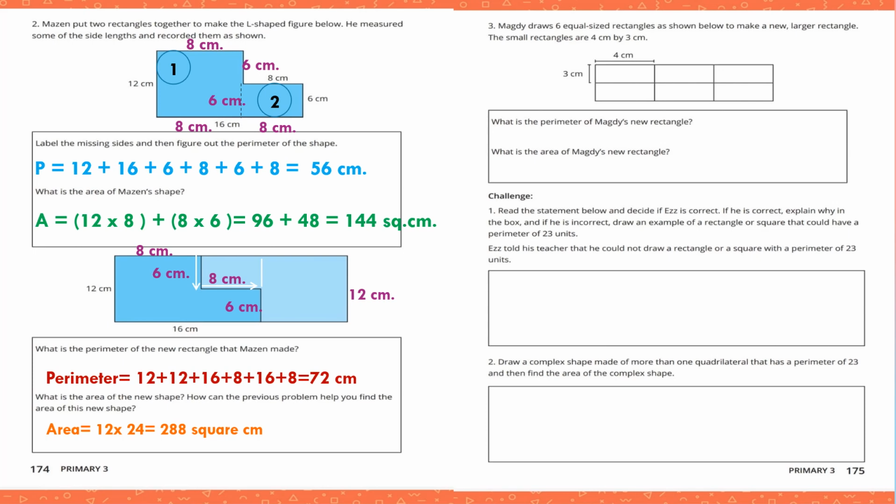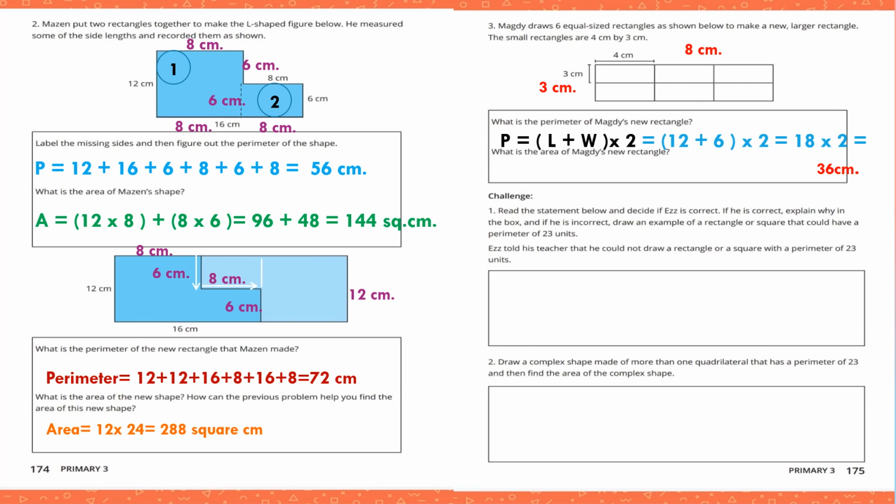Magdi drew 6 equal sized rectangles as shown below to make a new, larger rectangle. The small rectangles are 4 centimeters by 3 centimeters. So the total width will be 3 plus 3. And the total length will be 4 plus 8. So what is the perimeter of Magdi's new rectangle? Perimeter equals length plus width all times 2. So 12 plus 6 all times 2 equals 18 times 2 equals 36 centimeters.